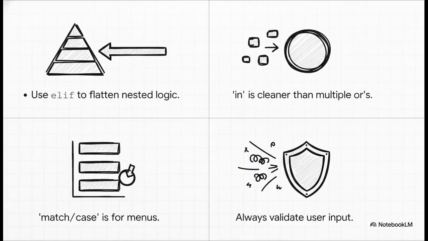So let's do a quick recap of everything we've learned. Use elif to turn those nested pyramids into clean, flat chains. Use the in operator to make your code way more readable than a bunch of ors. For menus and checking statuses, match/case is your new best friend. And probably the most important thing, always validate user input before you try to use it.